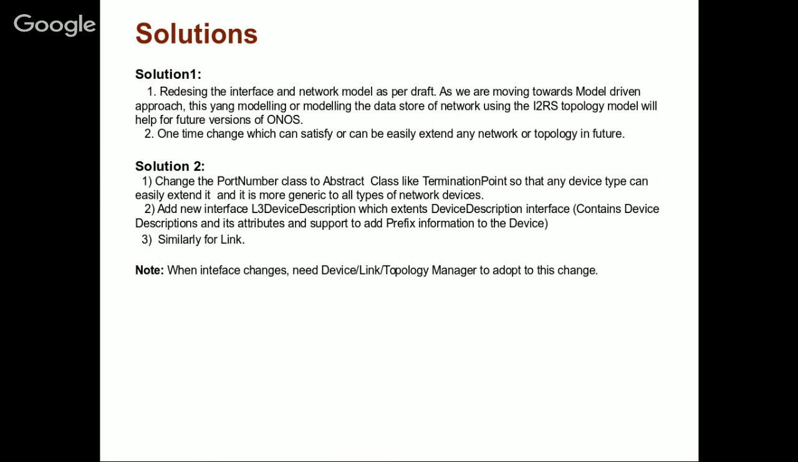Okay, quick question, Satish. There's a note on the bottom which says when interface changes, the device link topology manager need to adopt the change. What do you mean by that? No, actually, when we extend this, when we have a change in the interface, for example, if we go with solution 2, the port number class, we are changing the termination point. So this kind of change should be adapted by the manager as well. For example, if we change the link, the link manager should adapt to this change as well to update the store, right?